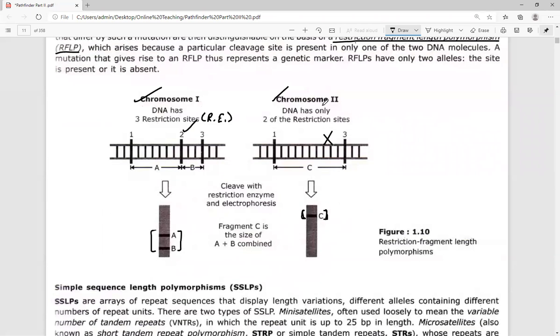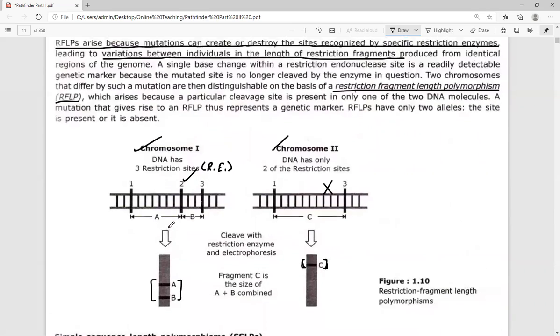RFLP has only two different alleles. One, if the site is present, it will produce a restriction digestion and a variable allele will be present, such as allele A and allele B. These are the different fragments being produced. Here, these two alleles are absent because there has been a mutation in the site recognized by the restriction endonuclease. The site that the restriction endonuclease recognized has mutated, and that site is no longer available.